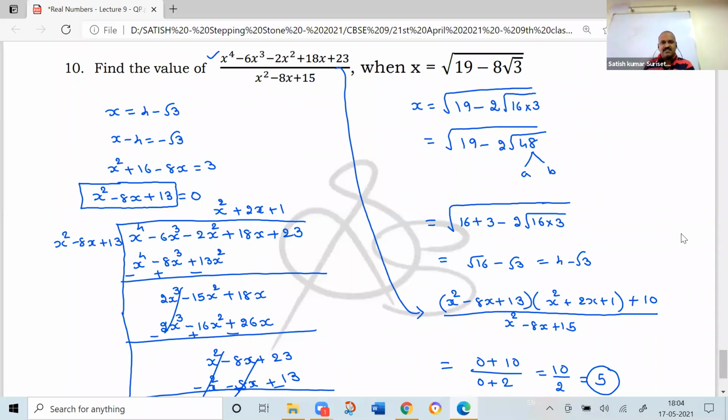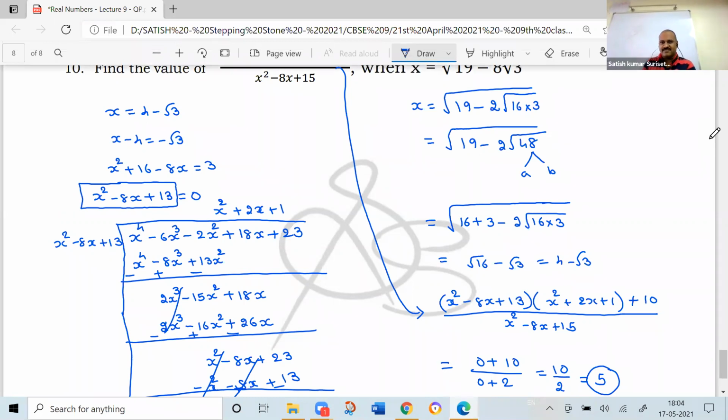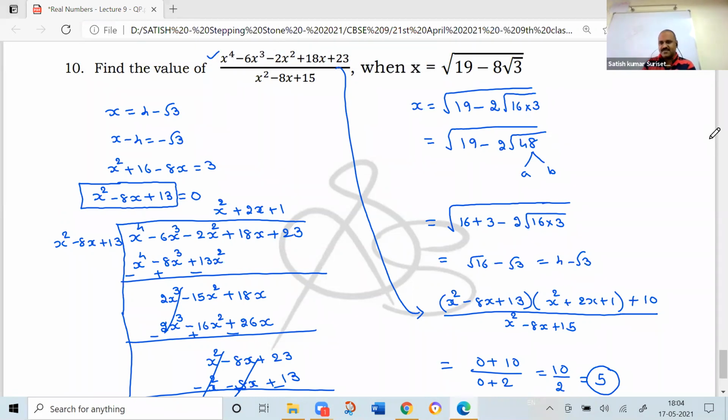So with this, we'll finish this chapter, number system, because we can discuss many problems, but this is enough from your exam point of view also. So in the next class, we'll start a new topic. Okay, we'll stop now. We'll continue in the next class.